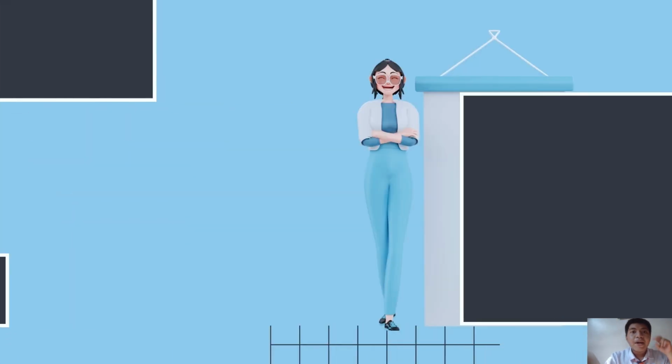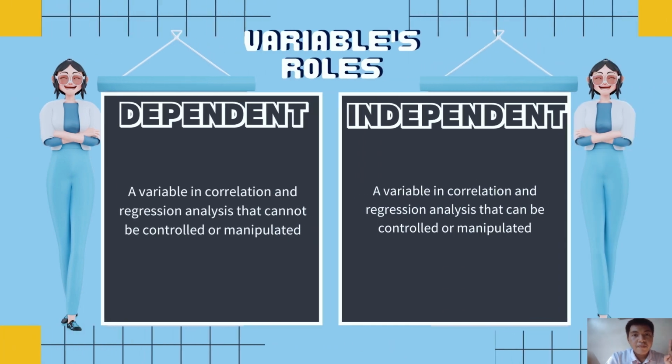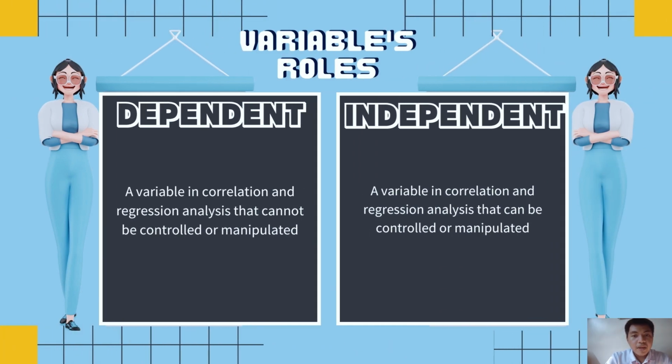Two types of relationships. These are simple relationship and multiple relationship. In a simple relationship, there are two variables. These are the independent variable, also called an explanatory or predictor variable. It is a variable in correlation and regression analysis that can be controlled or manipulated. The second one is the dependent variable, also called the response variable. It is a variable in correlation and regression analysis that cannot be controlled or manipulated.